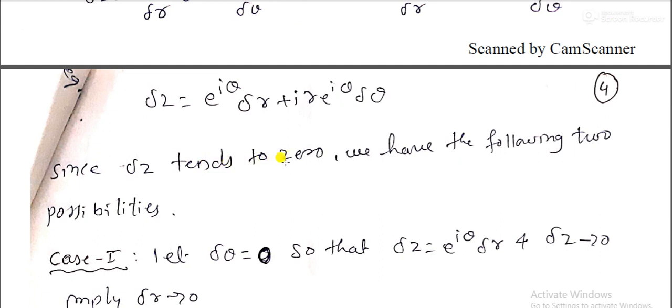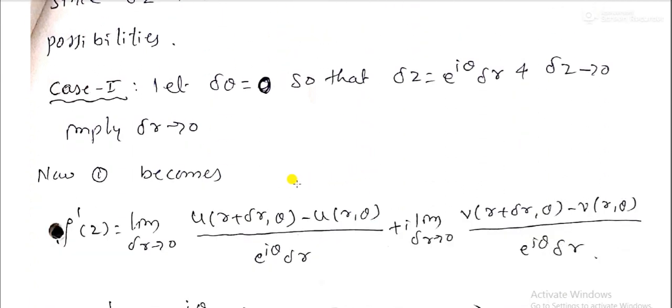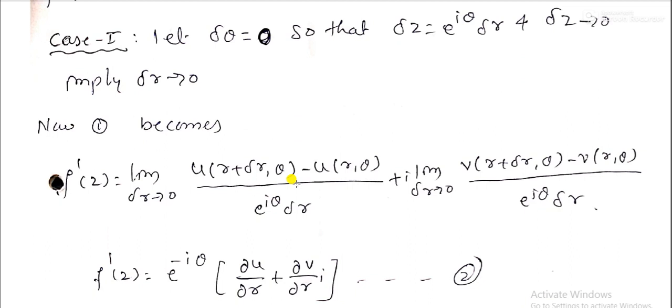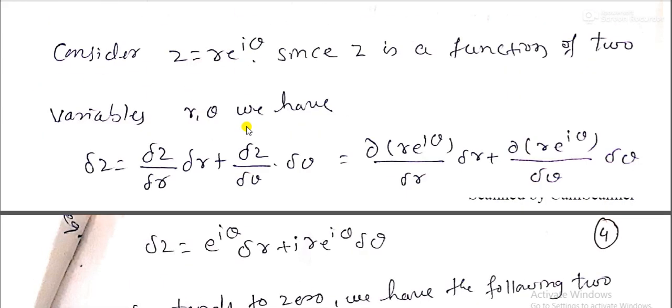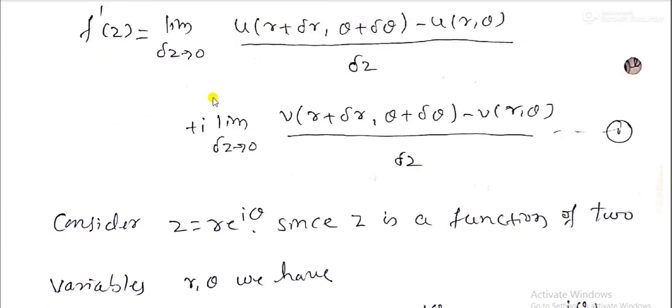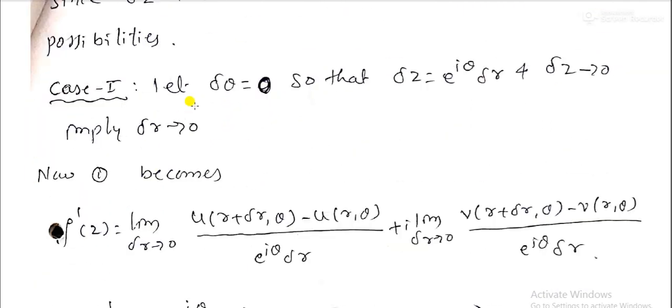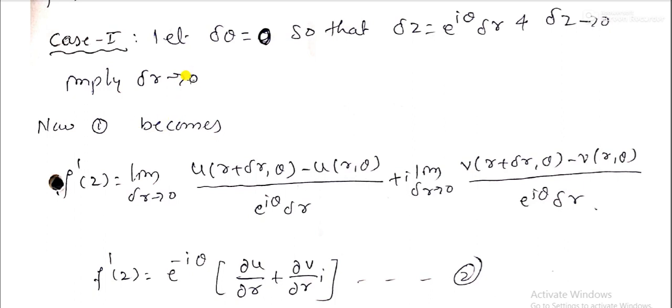Since delta z tends to 0, we have the following two possibilities. The first possibility is case 1: let delta theta be equal to 0, so that delta z is equal to e raised to i theta into delta r, and delta z tends to 0 implies delta r tends to 0. Now equation 1 becomes, this is equation 1, and in this equation we can substitute these values: delta theta is equal to 0, delta z is e raised to i theta into delta r, and delta z tends to 0 implies delta r also tends to 0.